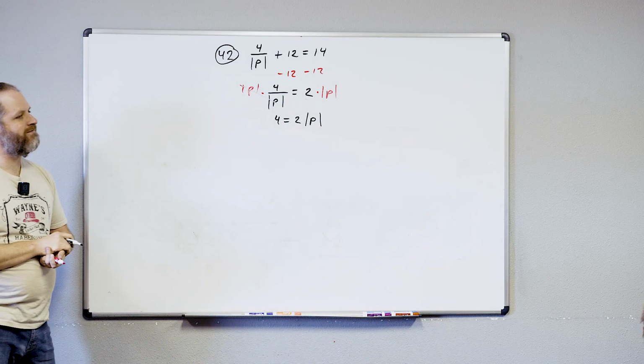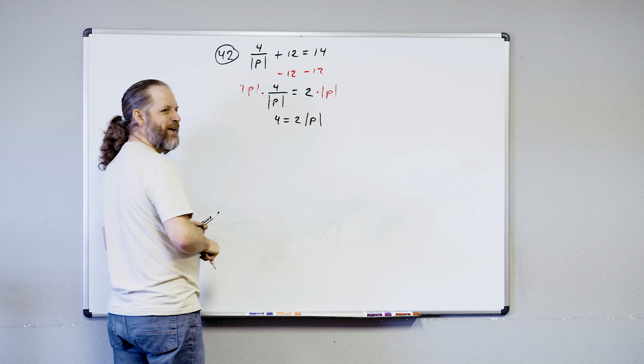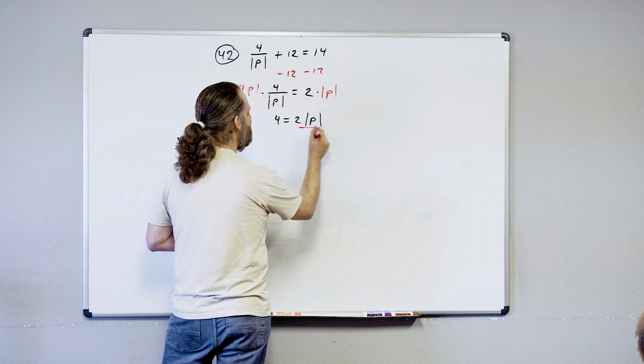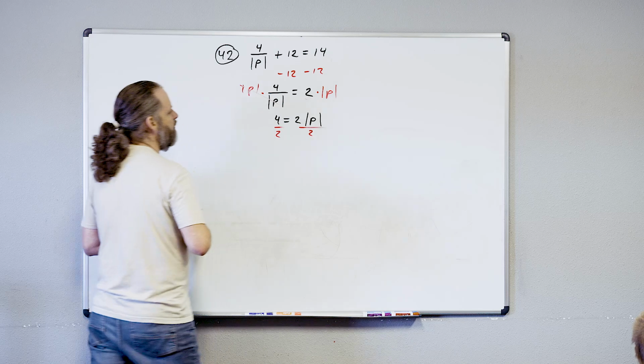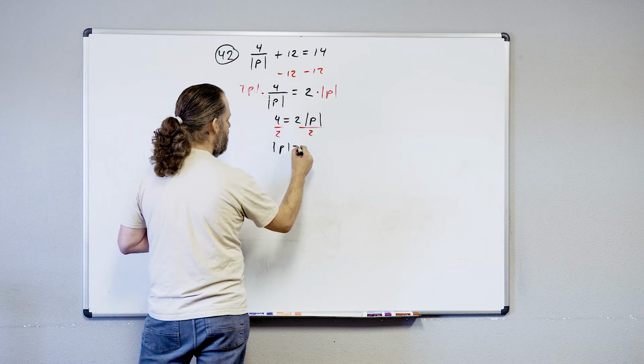Now what? Divide. By what? 2. Good job. You fixed your error from last week. Virtual high five. Way to go. Way to go, buddy. You're rocking it. So the absolute value of p equals 2.